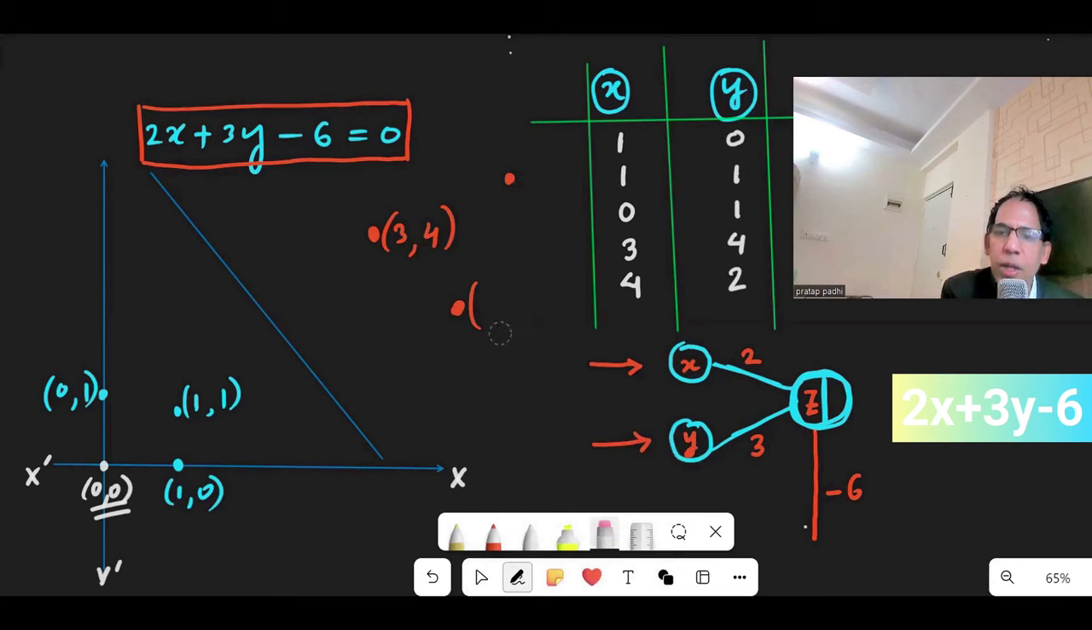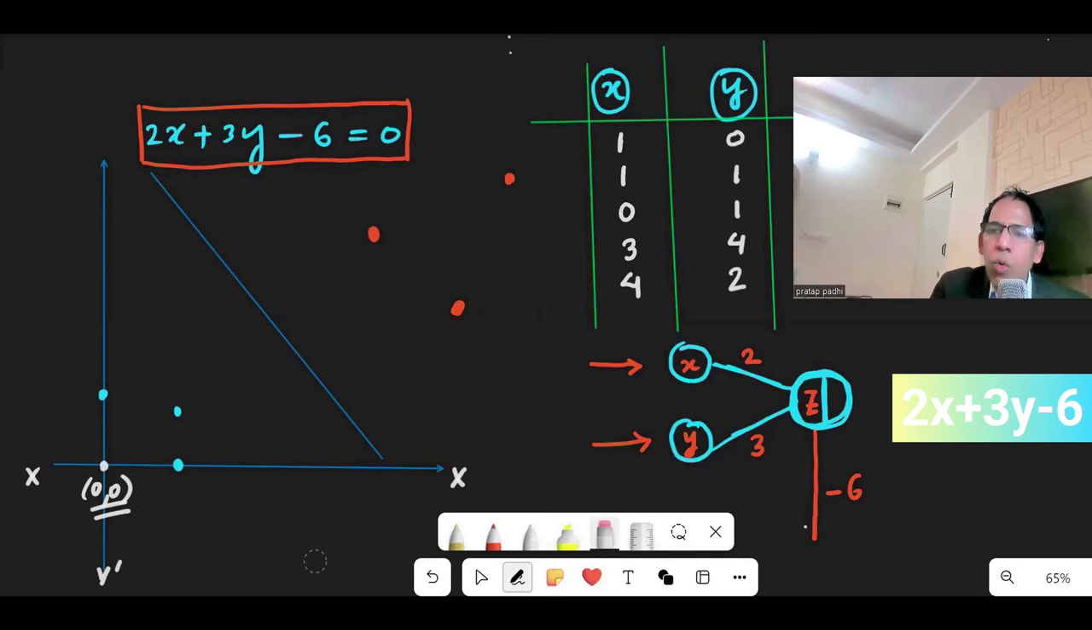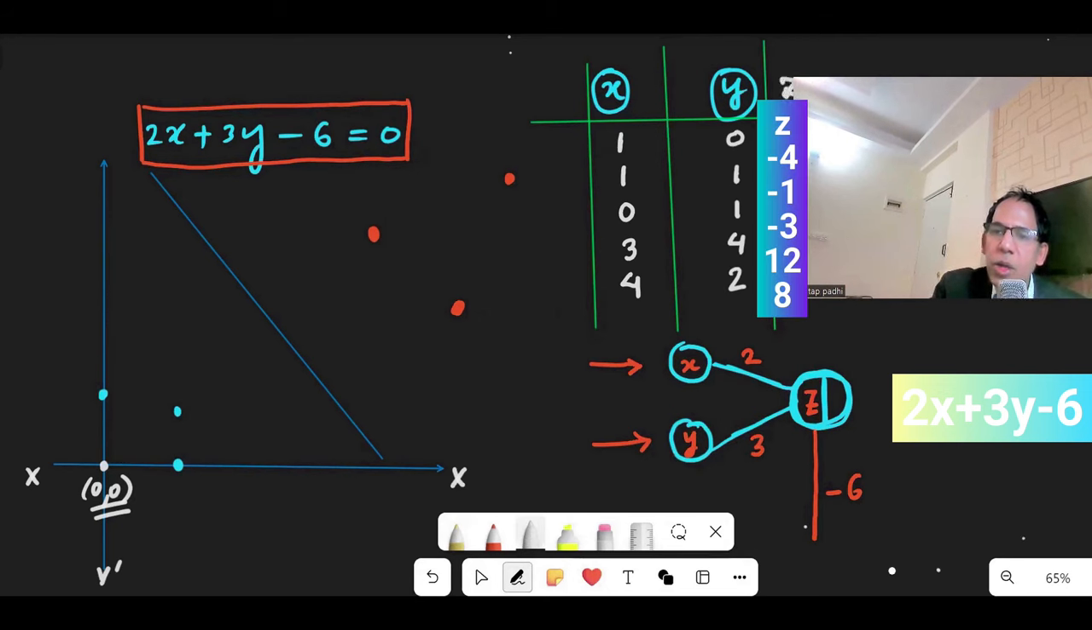I've written the data. These are no more required. Just remember as points. And these also will erase, so that there will be less distraction, okay? Now, what I will do is, in XY, let me find Z for all combinations. So if you put XY here, 1, 0, in X you put 1, in Y you put 0, what will happen? 2 multiplied by 1, 3 multiplied by 0. Here also I've written, okay, if you want, you can use this one. 2X plus 3Y minus 6. This is my neural network.